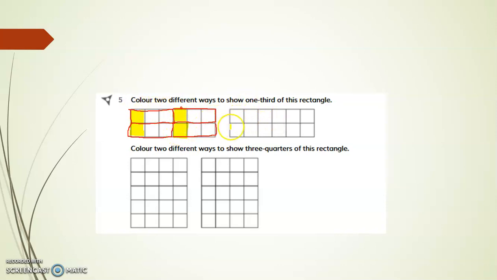Now another way is to count the total number and divide by 3 to get 1/3 of it. You can see there are 1, 2, 3, 4, 5, 6. 6 into 2, 12. 12 divided by 3, 4. So I'll color these 4. This is again 1/3 of this rectangle.